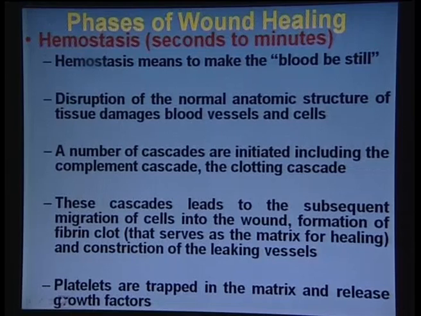And because the anatomical structure of the tissue is damaged, a number of cascades are initiated, including the complement cascade and the clotting cascade, and these cascades lead to the subsequent migration of cells into the wound, formation of a fibrin clot and constriction of the leaking vessels. Okay. And platelets are trapped in the matrix and release growth factors. This means that different cascades are formed, and through these cascades different types of cells migrate. For example, the wound place is now exposed to the normal environment.